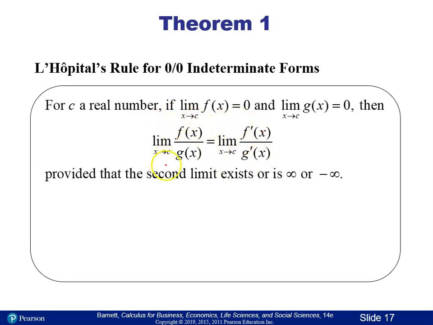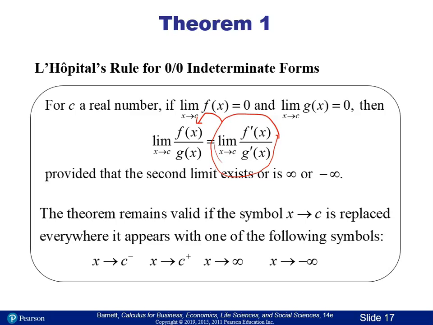There are times when this limit may be indeterminate, but this limit actually exists, and therefore if this limit exists, then it can help you figure out what the original limit was. And it also holds whether it's going to c, or it could be a one-sided limit, or it could even be going to infinity or negative infinity.